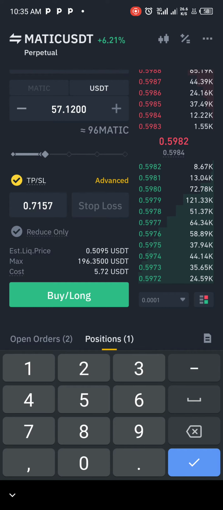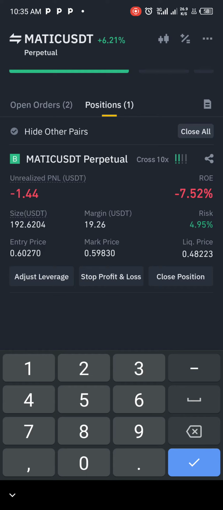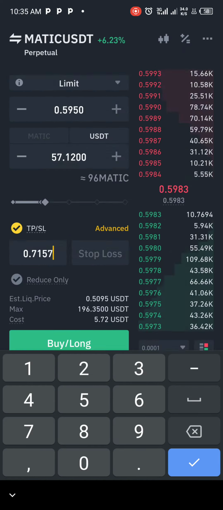You can still close it manually, like as it is now. You can decide to close it here. You can click on close position and the entire market will close. So if you see a profit to your satisfaction, you can close it. Click on close and it will close.